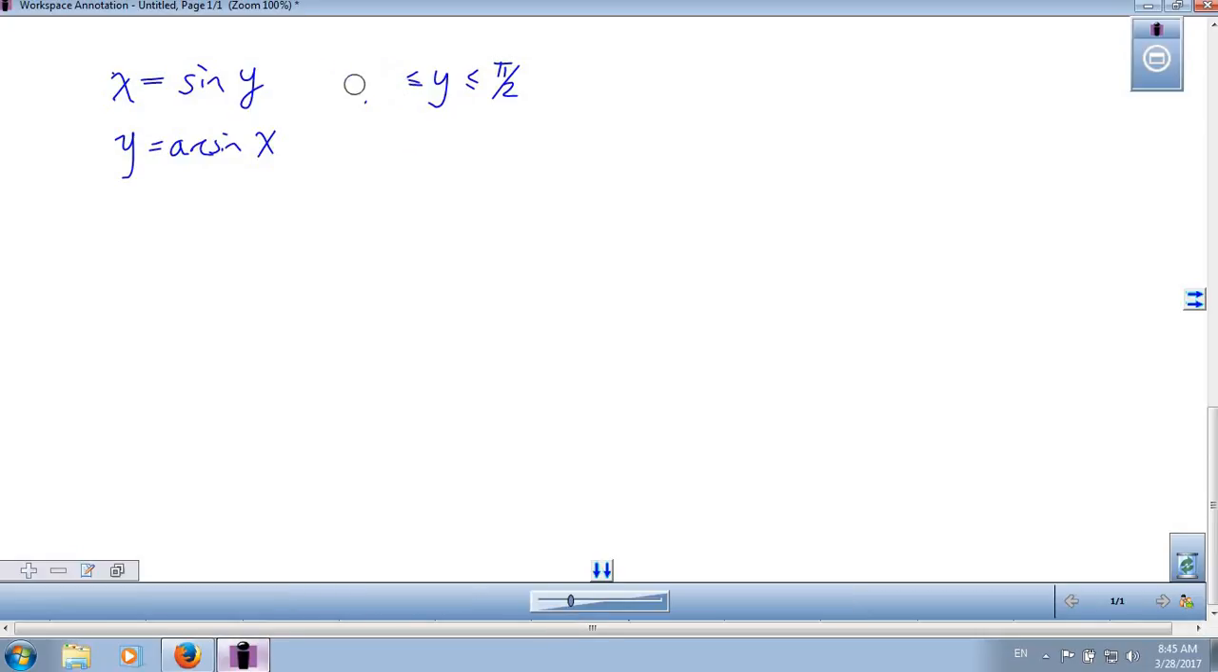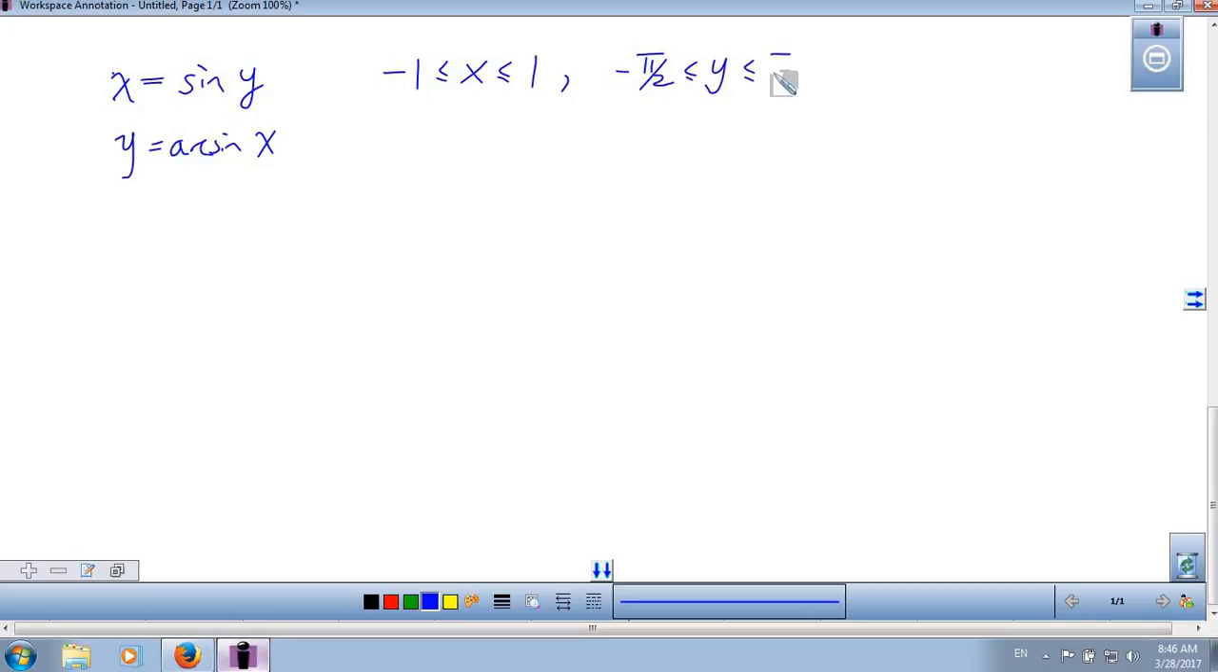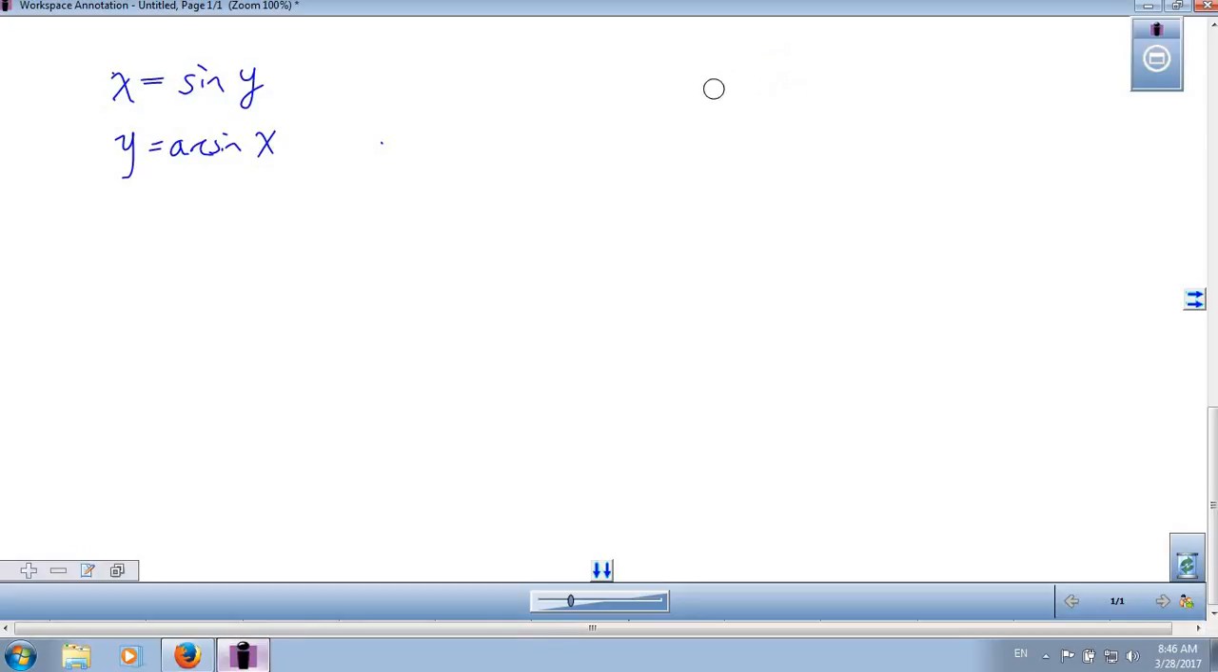I'm sorry, the input here. This is the input of the function, the output of the function. The output of the sine function is always between negative 1 and 1. And here, the y I'm using as the input, so it will be restricted to negative pi over 2 less than or equal to y less than or equal to pi over 2. So this will be the domain for arcsine.